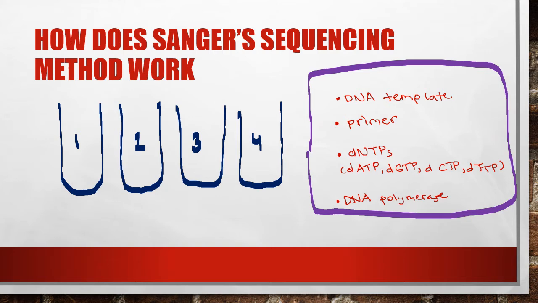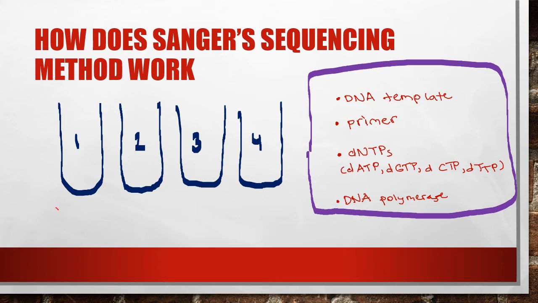So how does Sanger's sequencing method work? Well, Sanger and his colleagues had 4 different test tubes. In all of the 4 test tubes, you had a DNA template, a primer, dNTPs, and DNA polymerase as the 4 main components. The difference between the 4 test tubes would be the different ddNTPs in each of them.